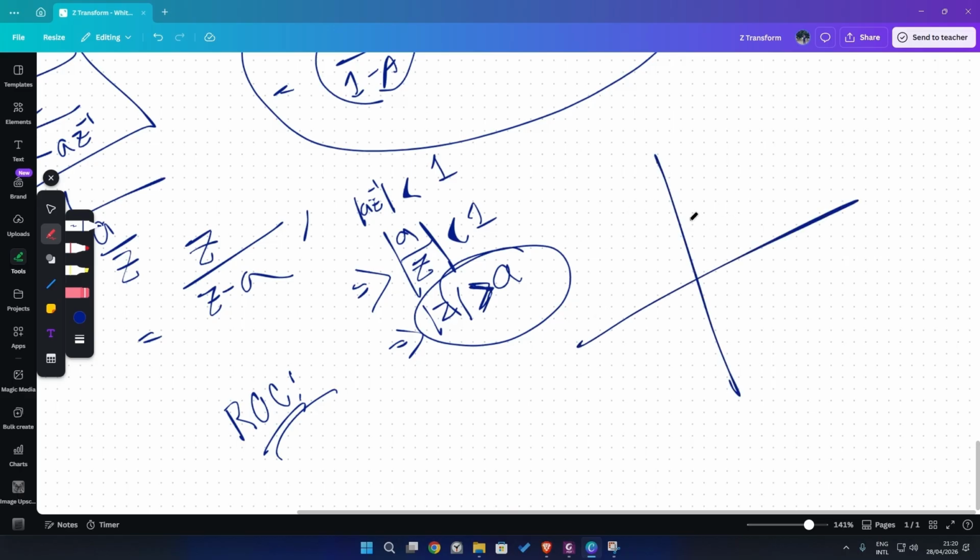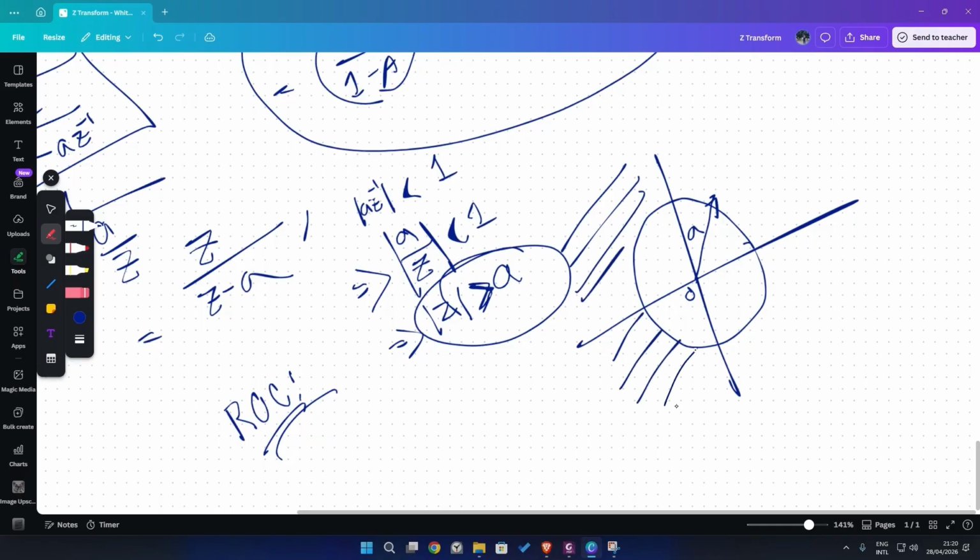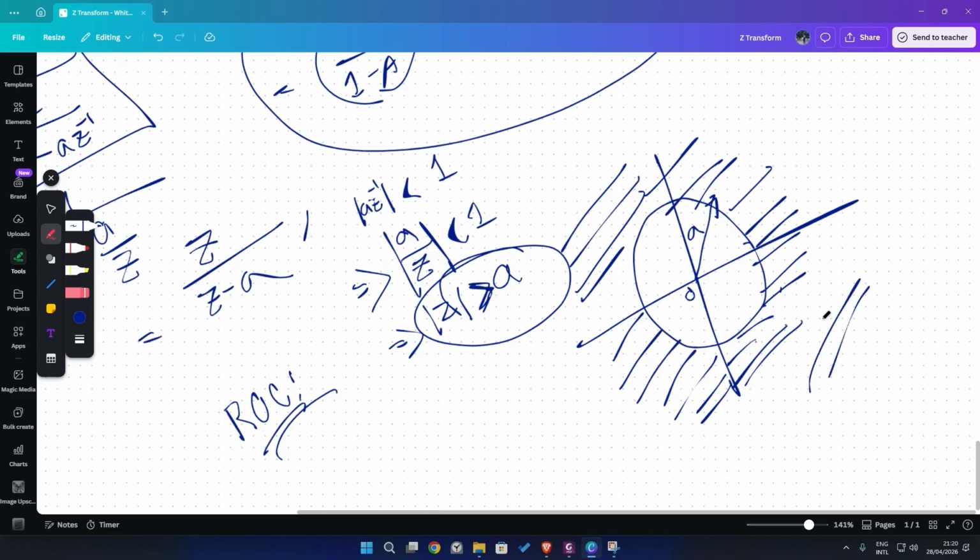If we plot a graph here, what will be the graphical representation of this? This is a circle which has radius a, so it indicates the ROC is greater than a. The ROC is outside the circle of radius a, and the rest of the z plane will be the ROC. So the ROC is simply modulus of z greater than a, and this is the graphical representation.